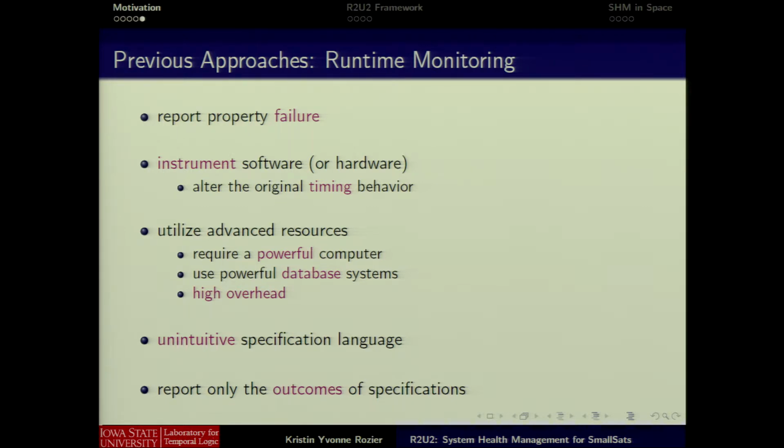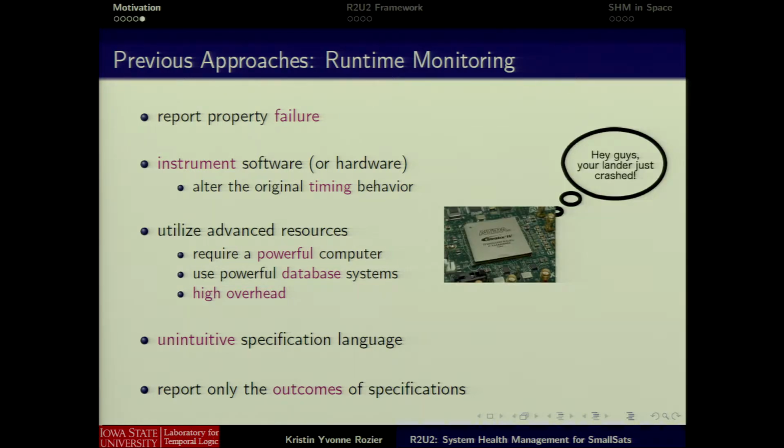So it's important that we think about the generality and the ability to adapt to different types of platforms and systems and updates of our current system. And finally, we have the problem that a lot of times these are set up to report only the outcomes of specifications. Now we need to be careful about that because it's very easy to get something like, "Hey guys, your lander just crashed." We're rather good at knowing that right now, right? It's the other stuff that happens before the lander crashes that we want to be better at knowing, right? So these are the kinds of things we need to look at.